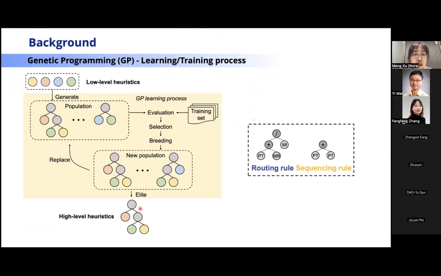And here is the learning process of genetic programming. Here the low-level heuristics represent the manually designed heuristics, or we represent the terminals like the processing time. And then we first initialize or generate a population of scheduling heuristics. And then the learning process includes individual evaluation, selection, and breeding. This process repeats until the stopping condition is met, and we will finally output the best learned heuristics.